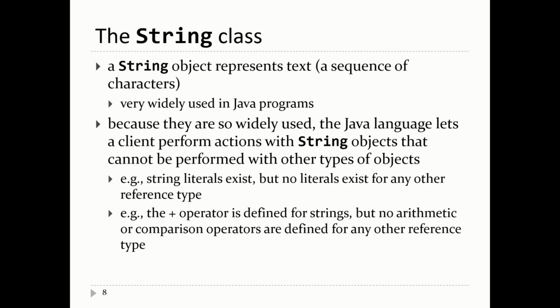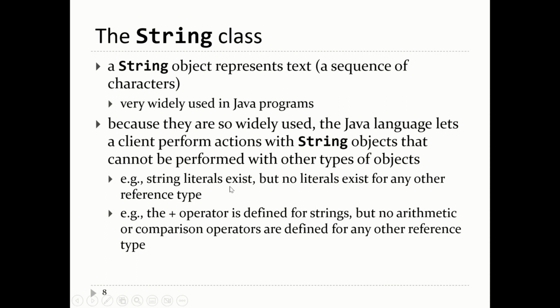So String represents text, a sequence of characters. Turns out it's very widely used in many Java programs, so it's considered a fundamental part of the Java language. Because it's considered fundamental, the language designers went out of their way to give String abilities that you can't do with any other kinds of objects. So String's a bit weird. It's normally the first object that you encounter, but it's also the most unusual object, because you can do stuff with strings that you can't do with any other objects.